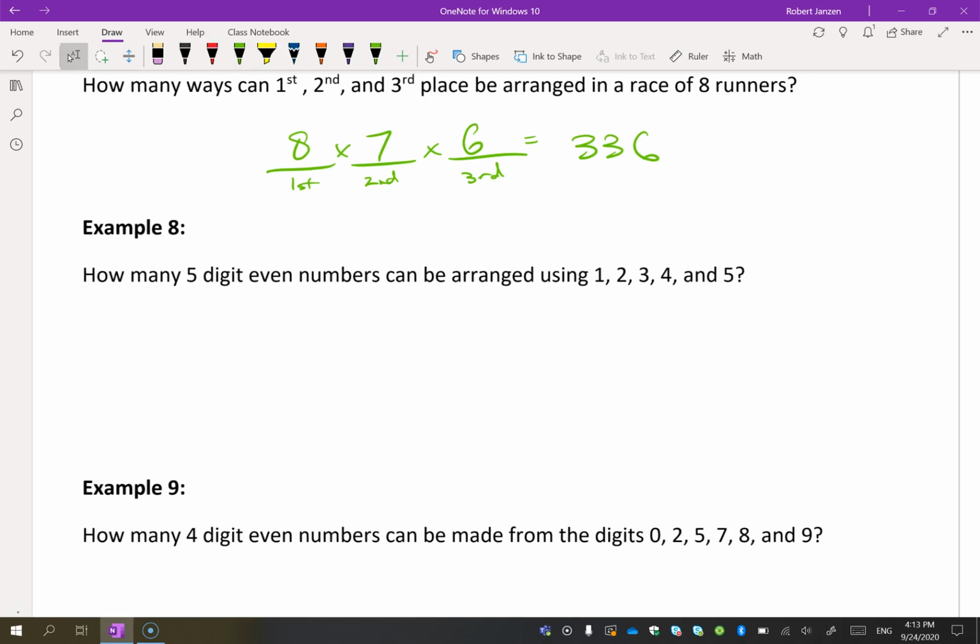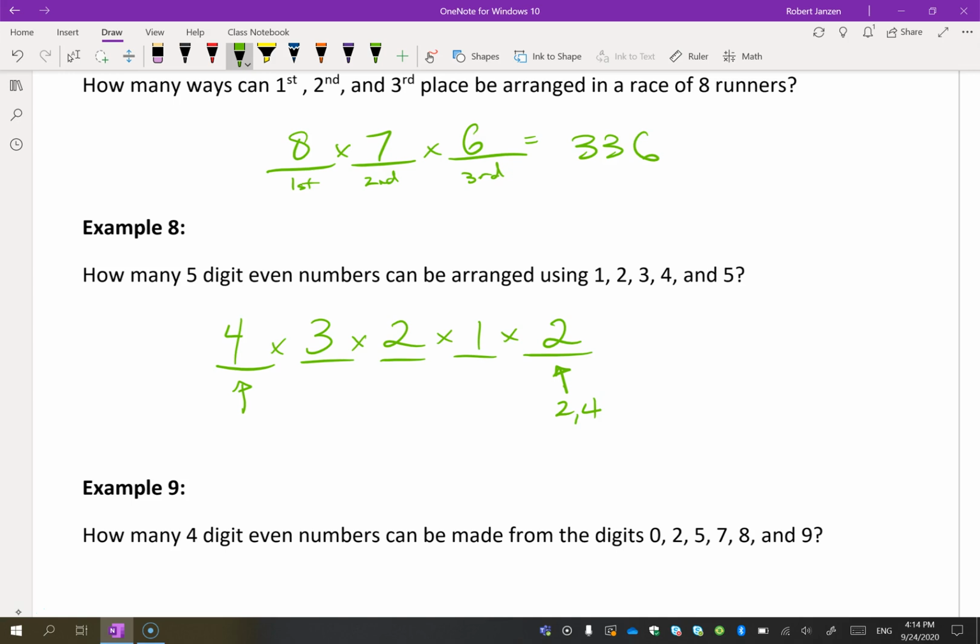Okay? How many 5-digit even numbers can be arranged? 5 digits. So it has to be even, so we have to do this first. And you could only use the numbers 2 or 4 here. So 2 numbers. Okay, now if I use one of those, how many is left for here? Well, now there are 4 numbers left, and then 3, and then 2, and then we use the last one.